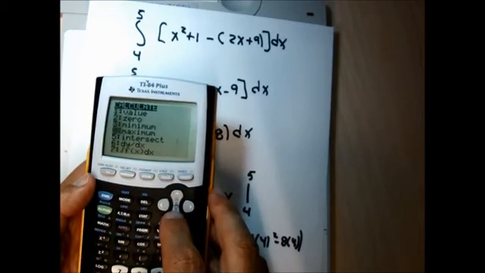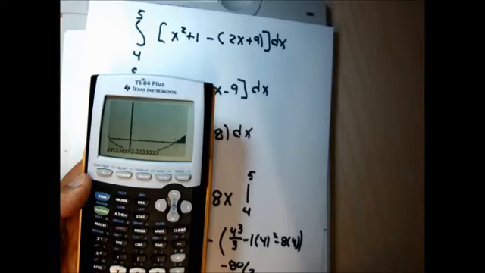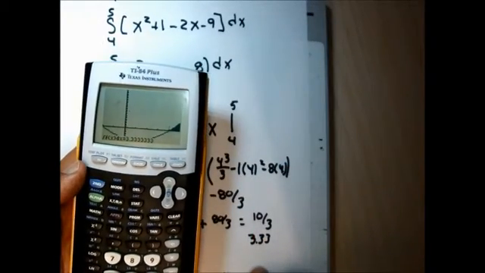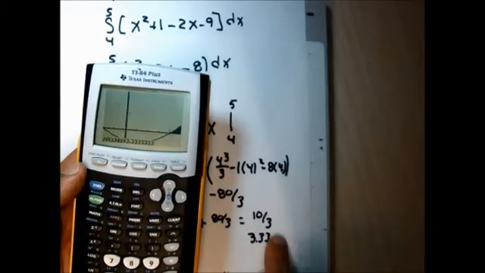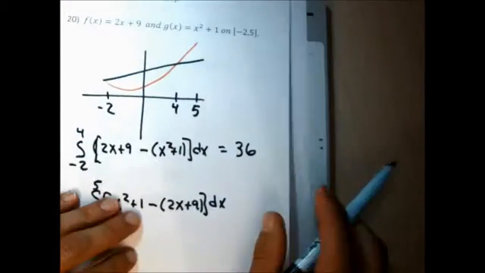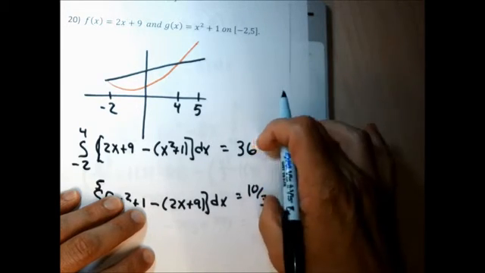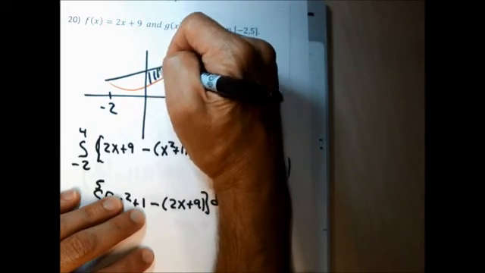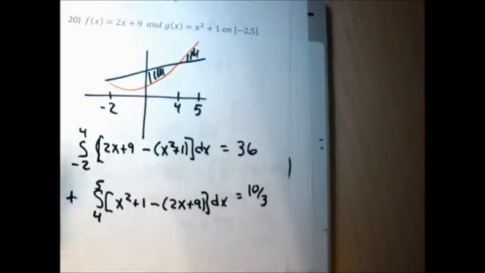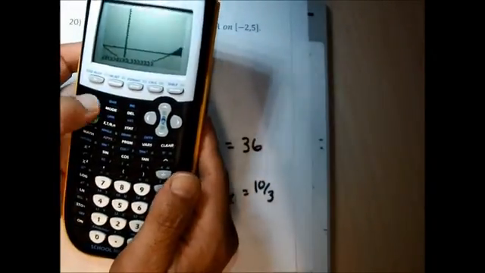Second calc, integrate from 4 to 5, and I get exactly that 3.33 that I wanted. So I know that this area is 10/3. So the second area that I found is 10/3, and now I just need to add the two areas. I calculated this area, then I calculated that area. I'm going to add them together by going 36 plus 10/3, and that'll be my answer.